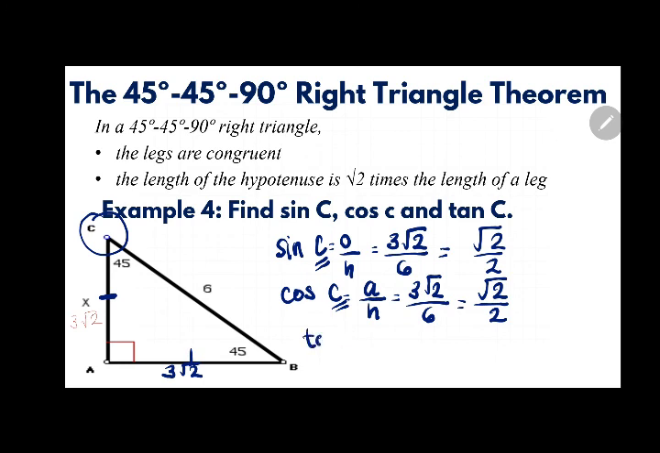And finally, para naman sa tangent C, so, ang tangent ay ang ratio ng opposite side over adjacent. So, ang opposite side natin, kagaya ng banggit kanina, is AB. That's 3 square root of 2 over ang adjacent side ay 3 square root of 2 rin. So, dahil common or pareho ang numerator at denominator, we cancel that. And ang final answer natin is 1. So, yan yung ratios na ating mga hinahanap.